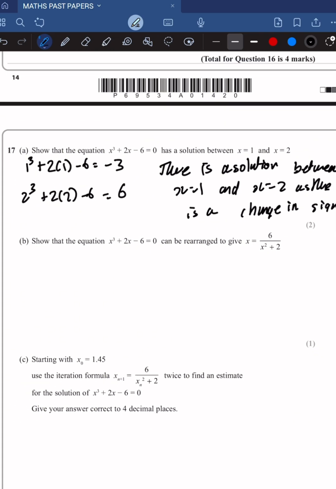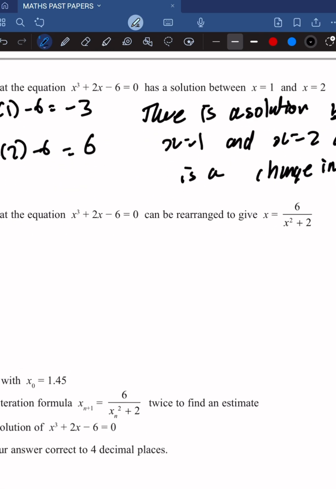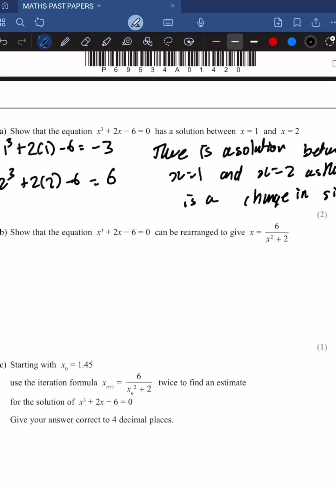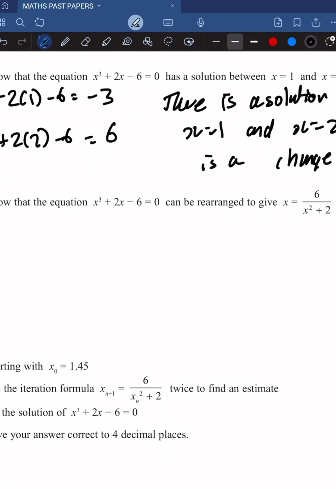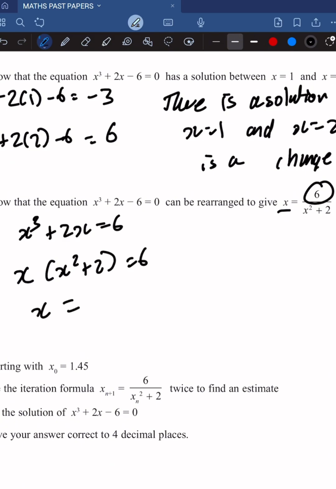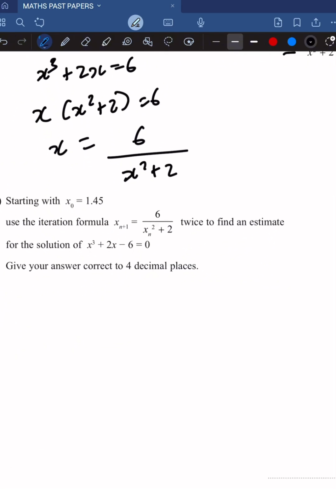Perfect. Now, show that the equation x cubed plus 2x minus 6 equals 0 can be rearranged to give this. Now, how do I do this? Well, let's move the 6 to the other side initially, because we can see 6 is a numerator. So x cubed plus 2x equals 6. Factorize with x. x squared plus 2 times x is 6. So x is 6 over x squared plus 2. Easy marks.